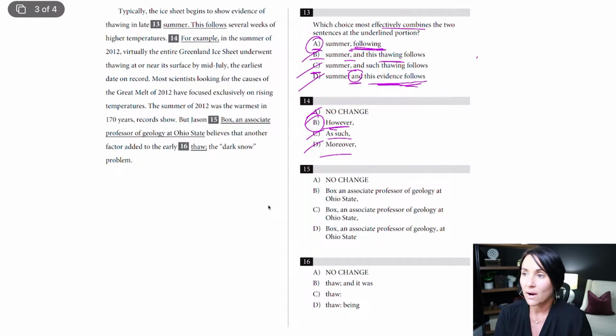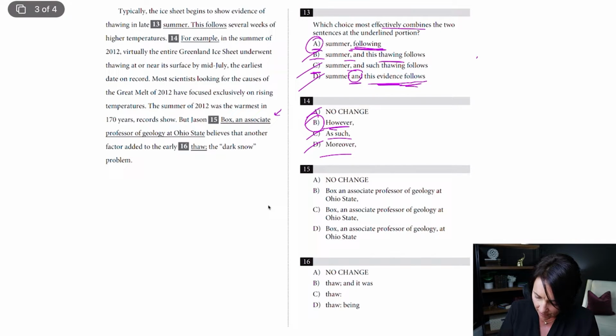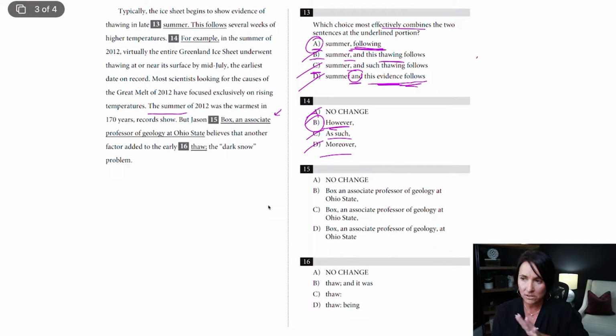All right, let's take a look at number 15. So it's down here around this area here. All right, let's start with the summer of 2012. The summer of 2012 was the warmest in 170 years, records show. But Jason Box, an associate professor of geology at Ohio State, believes that another factor added to the early thaw. I'm going to wait to do number 16, but let's just go with that.